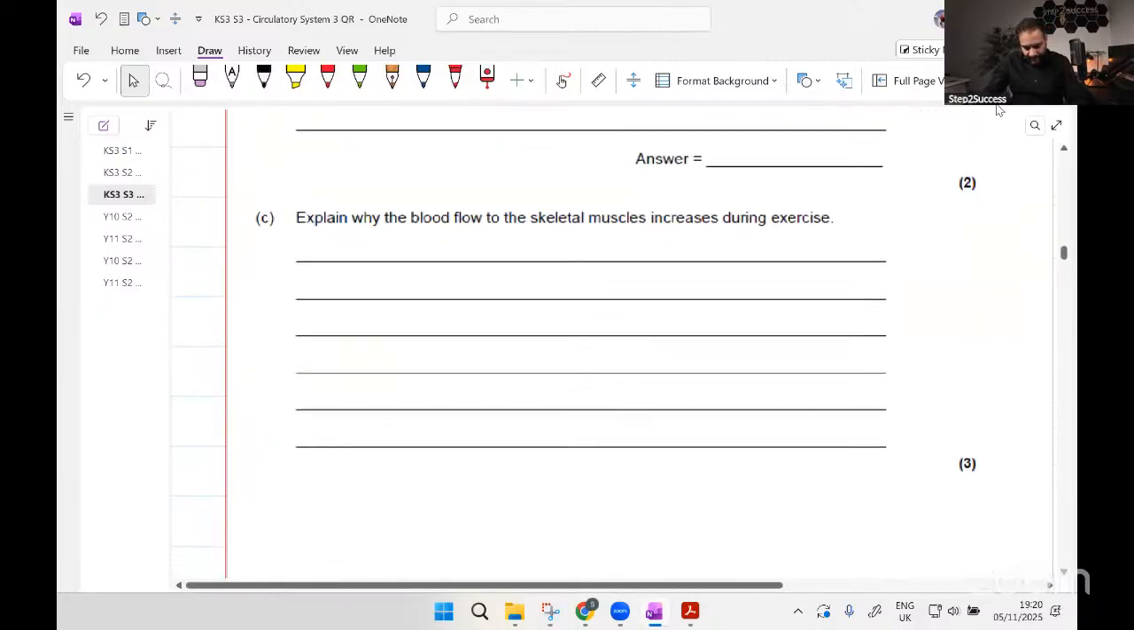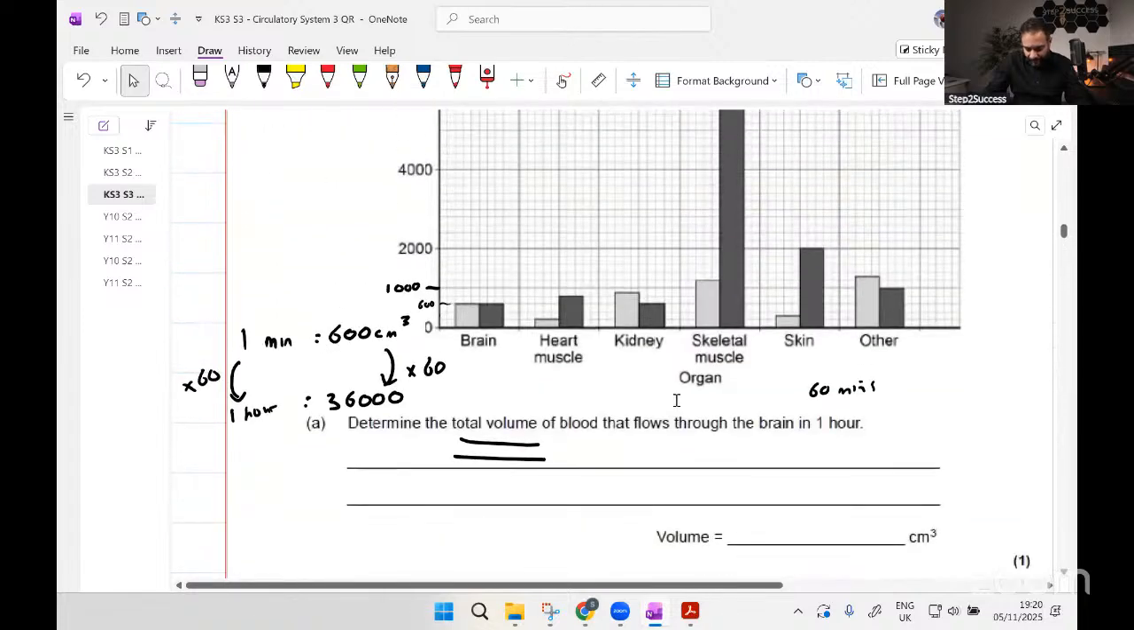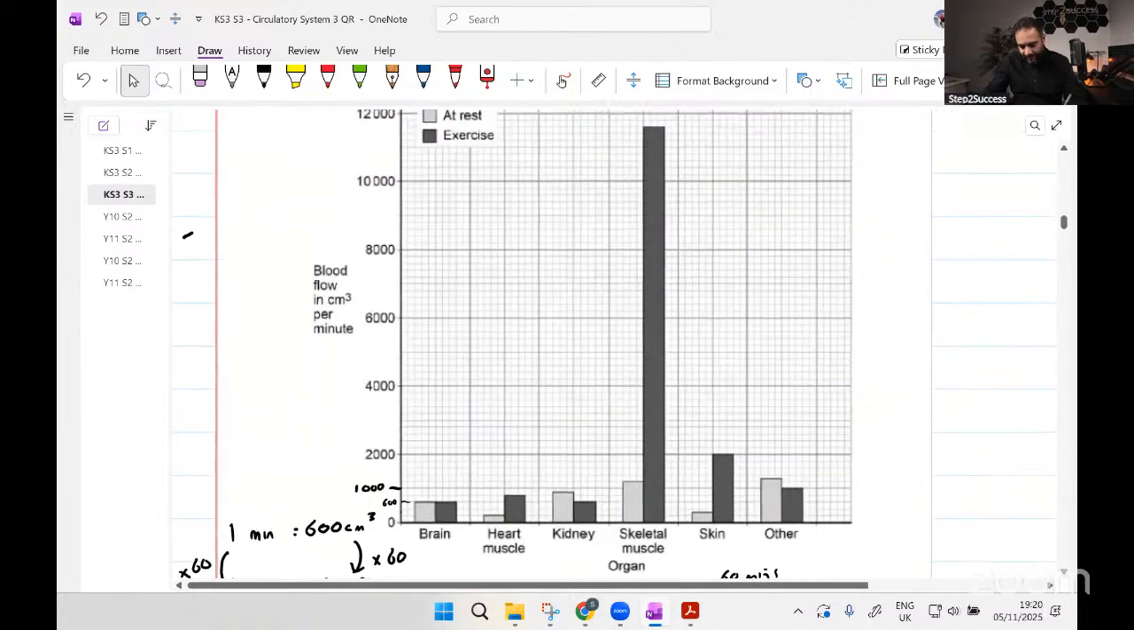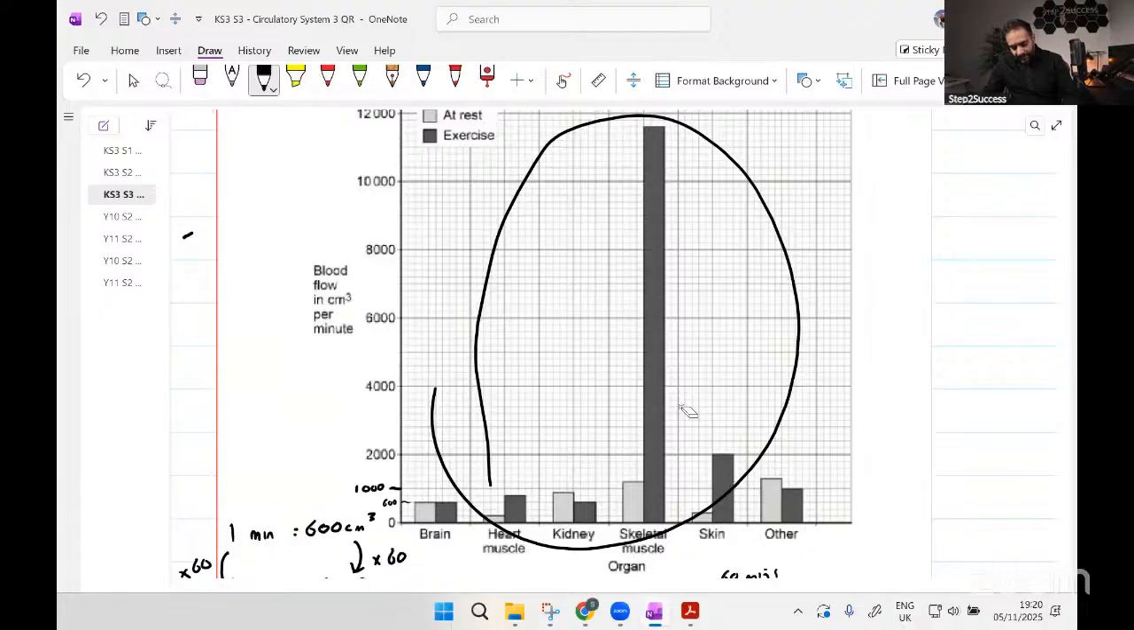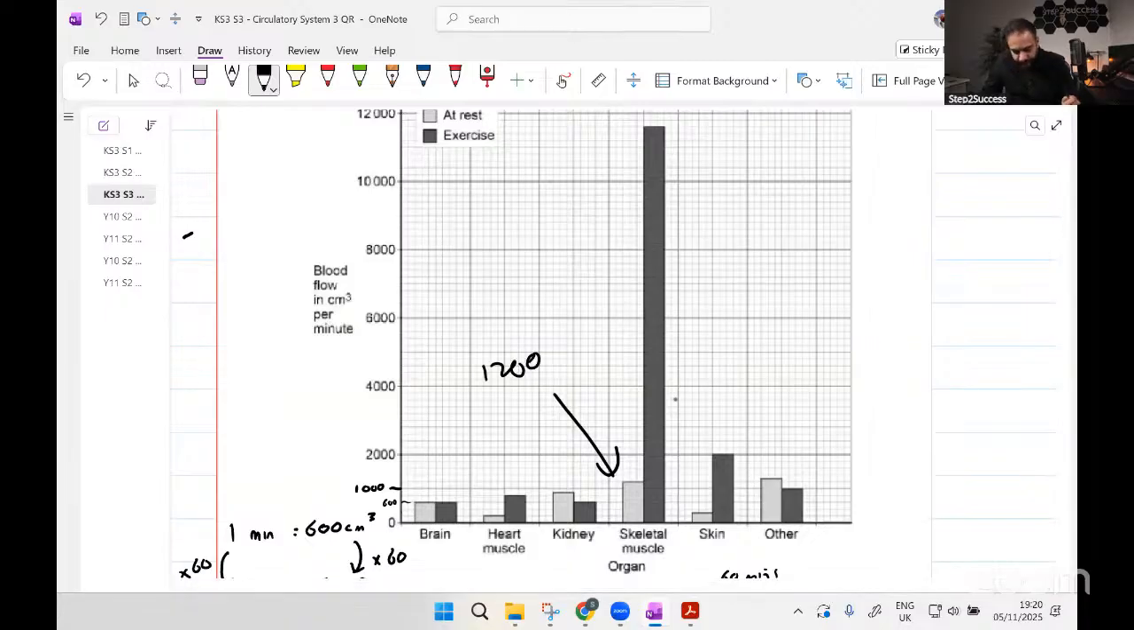There's more. Look at the blood flow through the skeletal muscle. Calculate how many times the blood flow increases by during exercise compared to at rest. So let's look at skeletal muscle, which is this section here. Let's see what this bar goes up to. That bar goes up to 1,200.